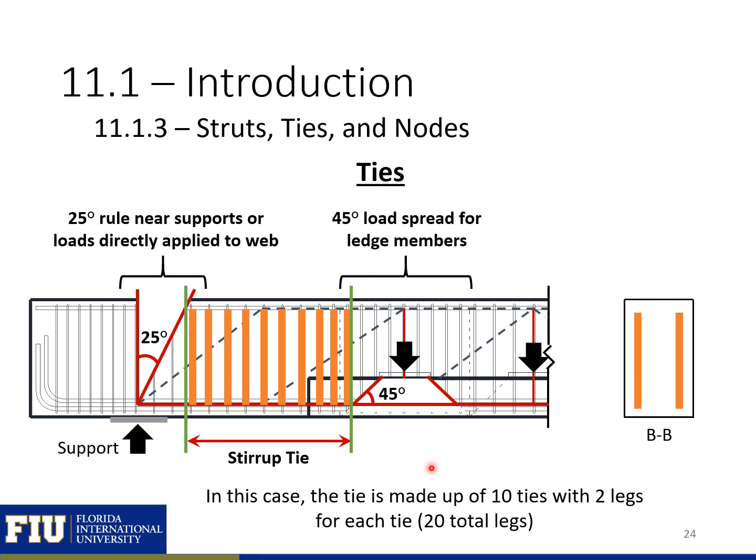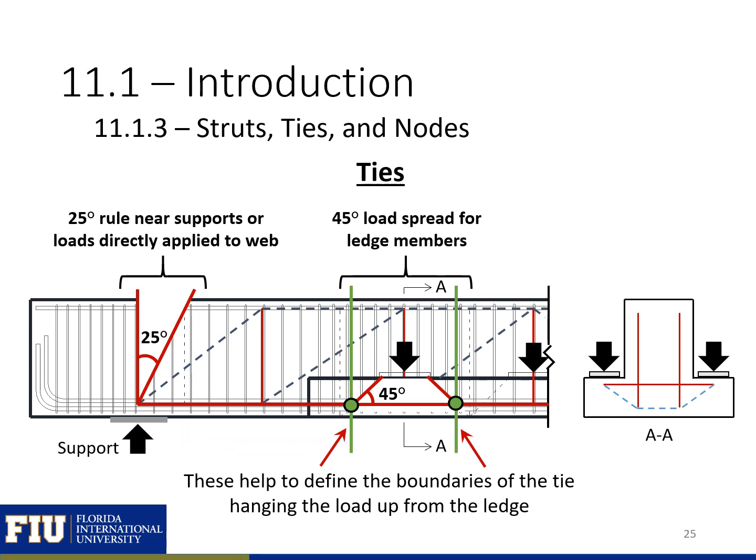You can see that this tie is made up of 10 vertical reinforcement ties, and each tie has 2 legs. So we have 20 total legs of reinforcement making up this stirrup tie.